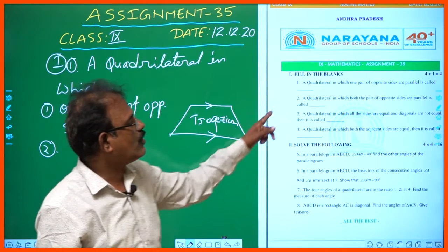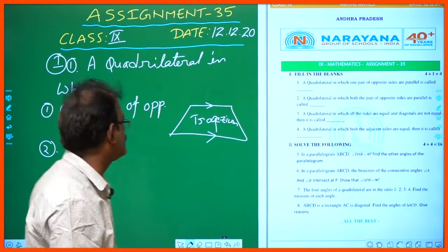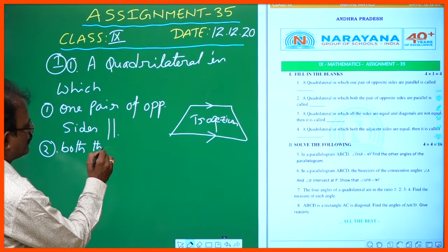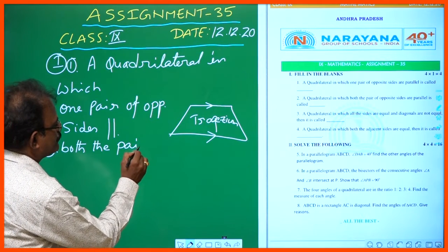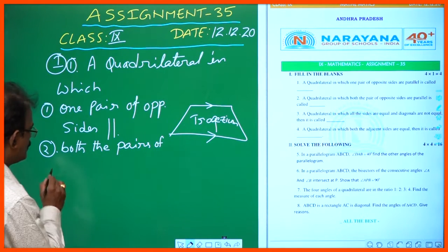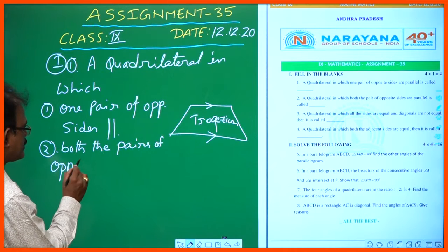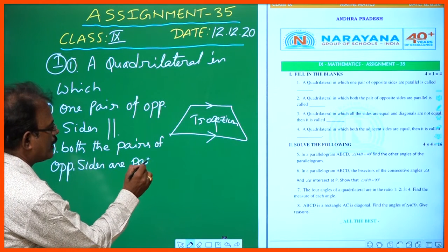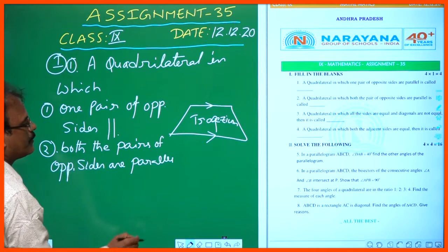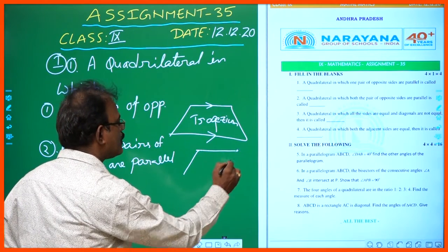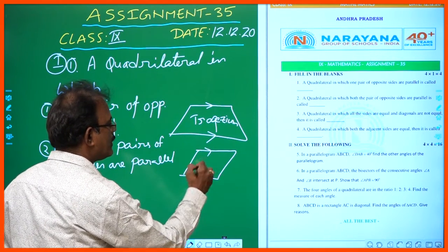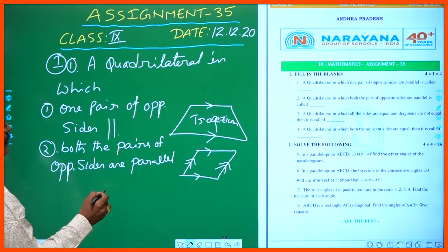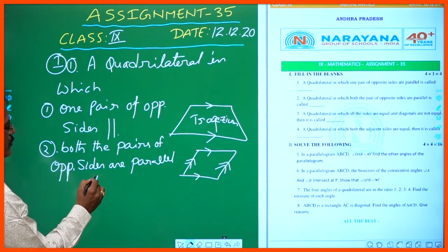Second one, a quadrilateral in which both the pairs of opposite sides are parallel. Then what happened? Both the pairs of opposite sides are parallel. These two are parallel, these two are parallel. Okay, then it is called a parallelogram.